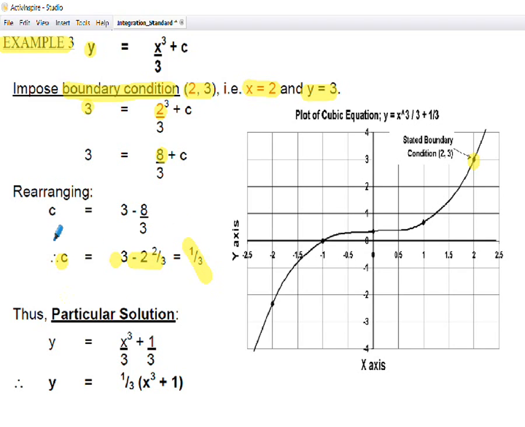So my particular solution in this case is going to be y is equal to x to the 3 upon 3, now plus my c, which is 1 upon 3. All I've done in the last line is factorise out the third.